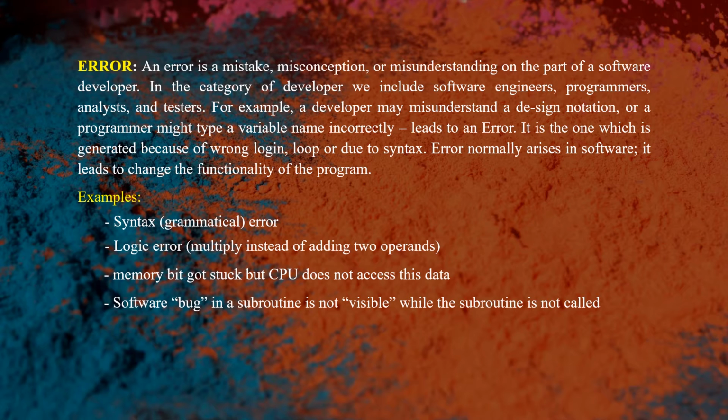Error normally arises in software. It leads to change the functionality of the program. Examples of error. First, the syntax, a grammatical error. The second is logic error: multiply instead of adding two operands. Third is memory bit got stuck, but CPU does not access this data. The fourth, software bug: subroutine is not visible while the subroutine is not called.